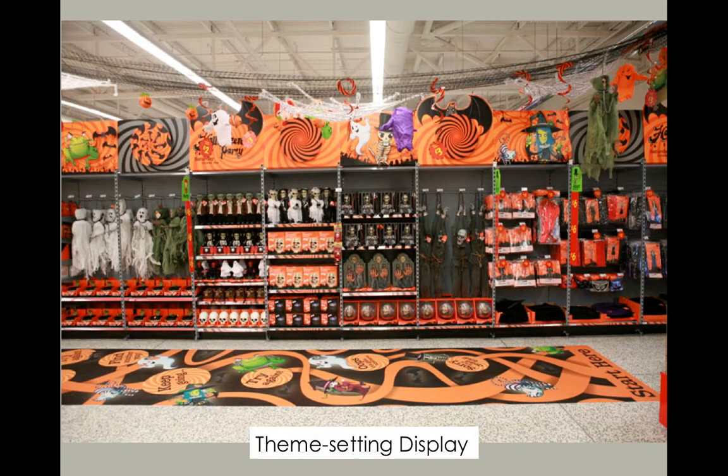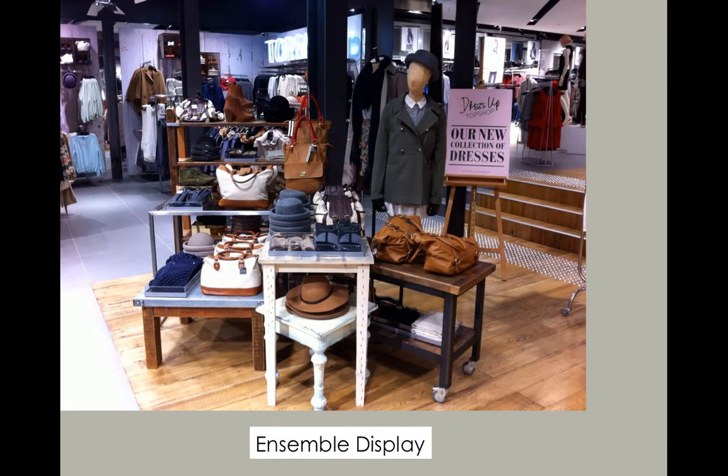Let's see some examples. A theme setting display. You can see this supermarket shelf, or maybe it's a hypermarket shelf, I'm sorry. You can see all the different Halloween merchandise on it. It's all dressed up for the theme. And this is an ensemble display, like what I was saying, using the example of Zara earlier. This is Topshop. They show you a bag, they show you a hat, they show you stockings, they show you the coat, they show you the scarf. They want to inspire you and show you how these different items can be mixed and matched and put together.